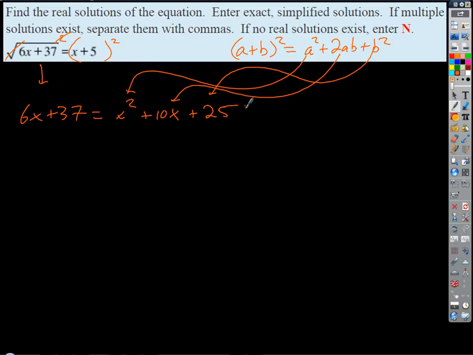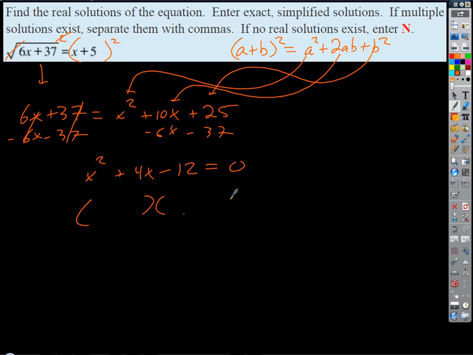Or I can just multiply it out, X plus 5 times X plus 5. All I gotta do is just set this equal to 0 and solve, right? So I'll subtract 6X, subtract 37, and what do I get? X squared plus 4X minus 12 equals 0. So what's that factor into? X plus 6, X minus 2, right?